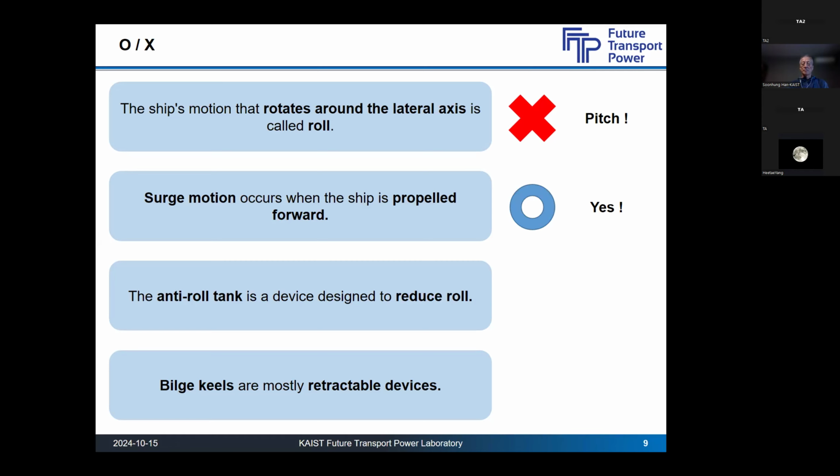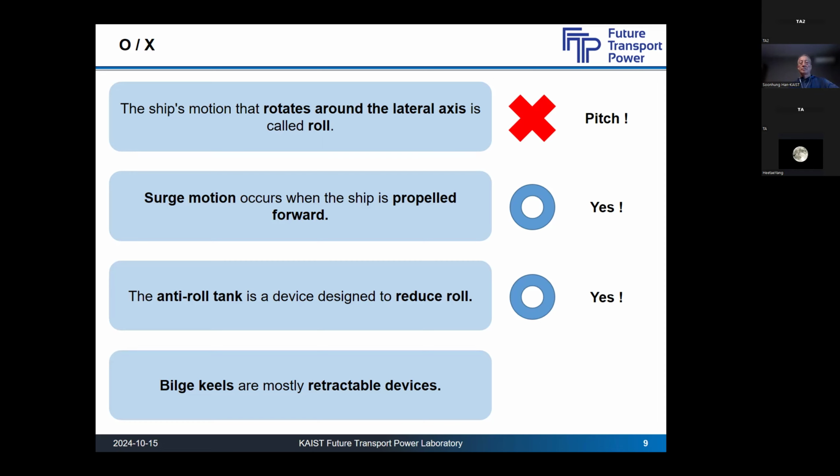Number 3: the anti-roll tank is a device designed to reduce roll. Okay, I'll count just 10 seconds. Thank you. Also yes, the anti-roll tank reduces roll. The stabilization system is for reducing roll.